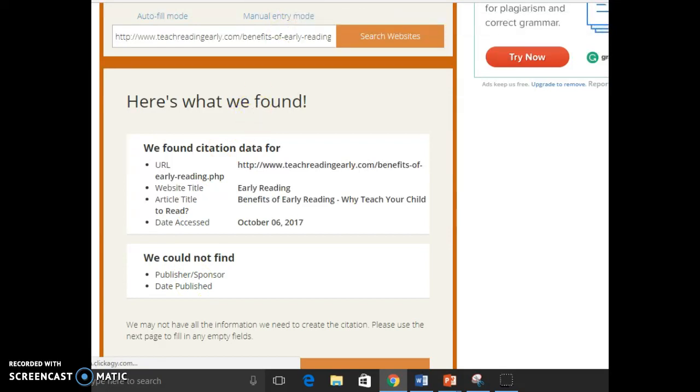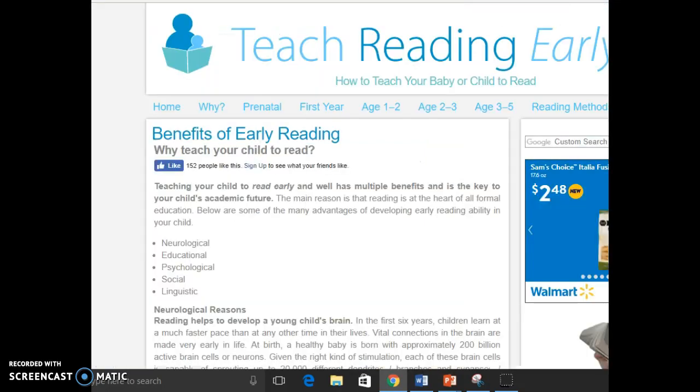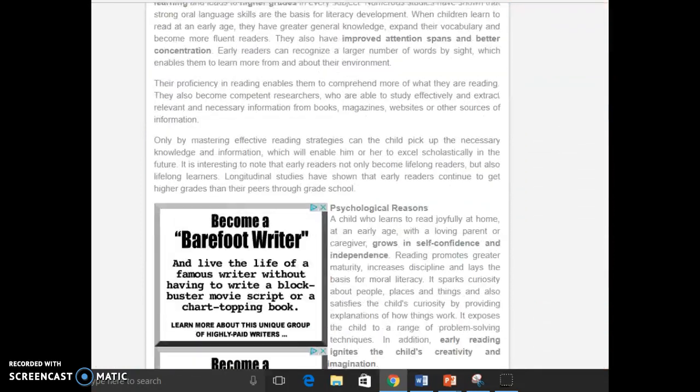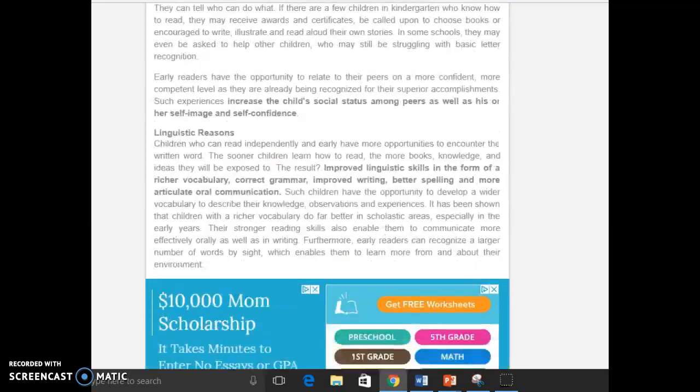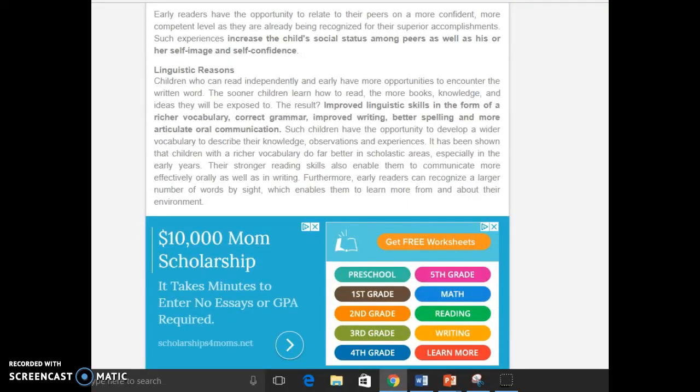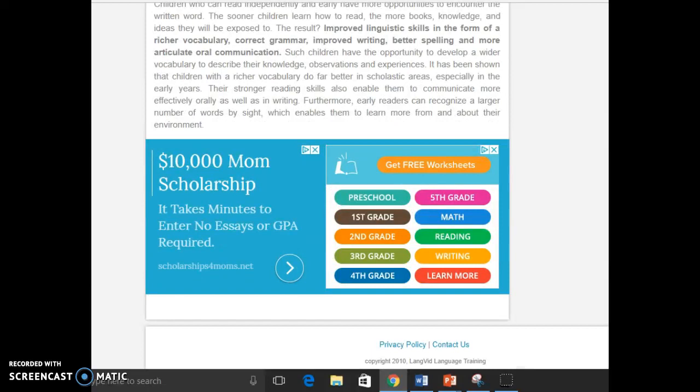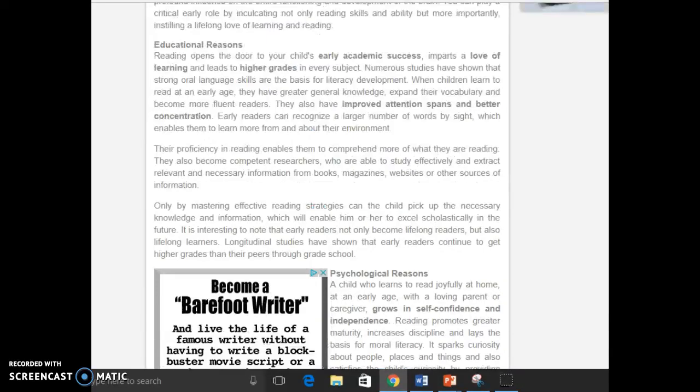The best thing to do, go back to your website. One thing I noticed, there's a lot of advertisements on this page. It just may not be the most reputable. You might be able to find a journal article that would be better, but if not, if this is the one that you needed to use, if you scroll all the way to the bottom, well, the copyright's 2010, so that would be the date you would use, and Langvid Language Training looks like it's the company that put that together.